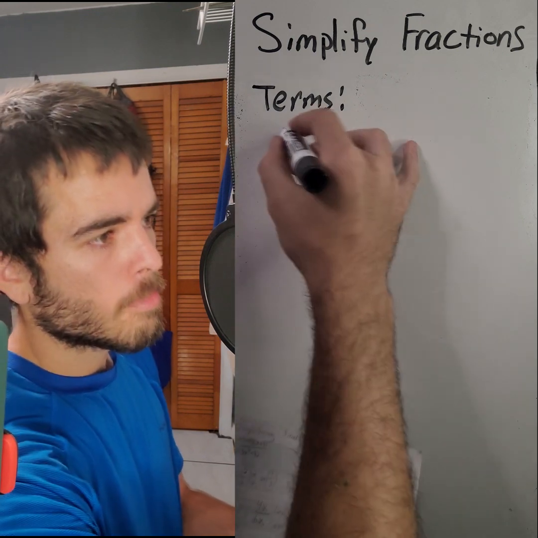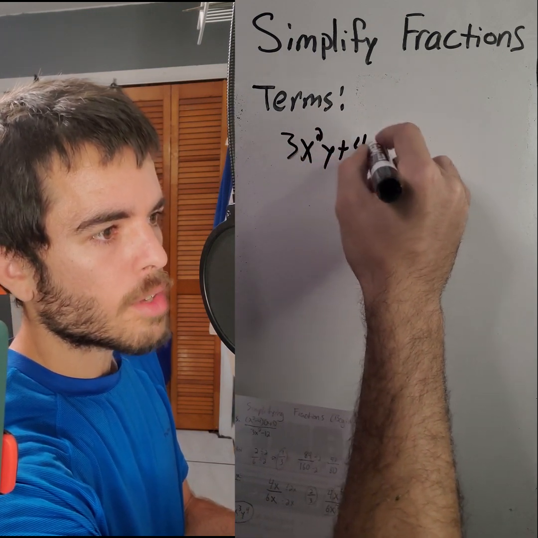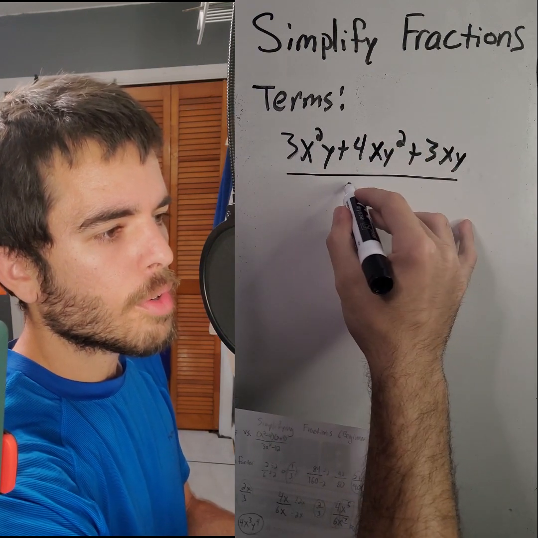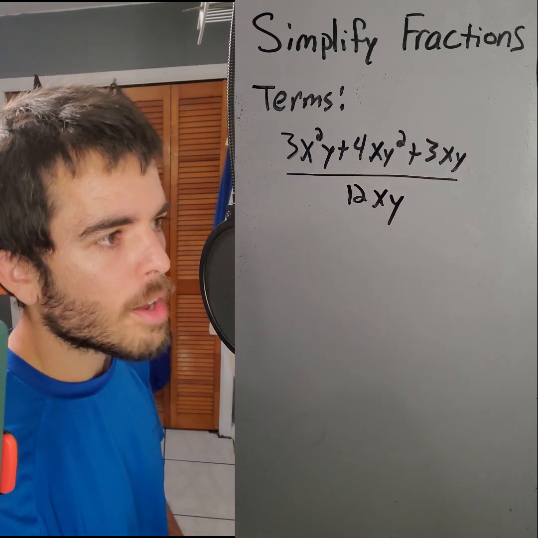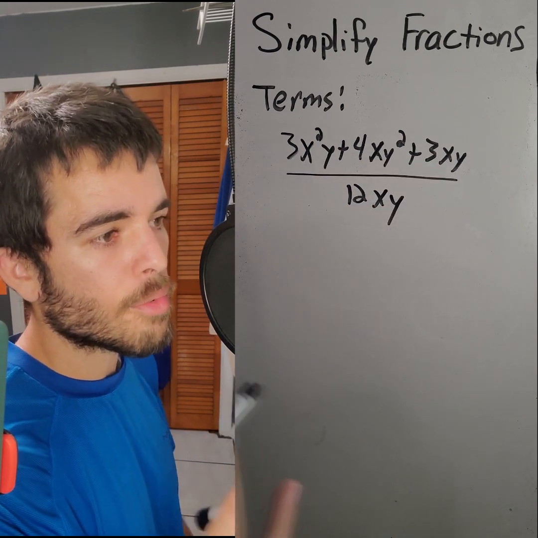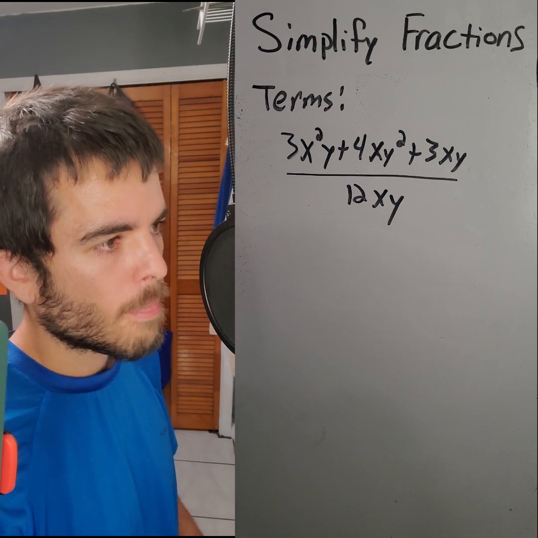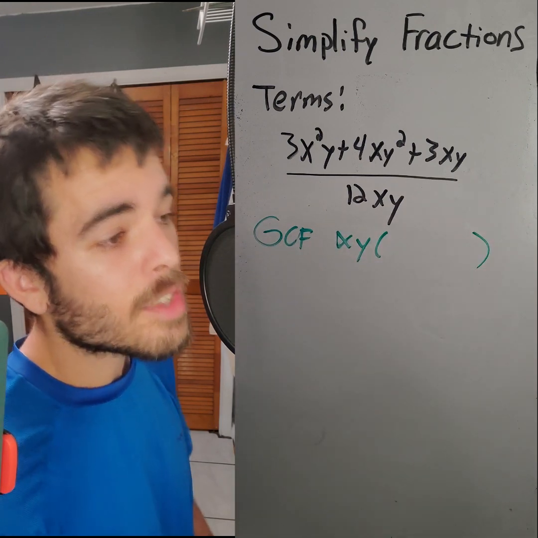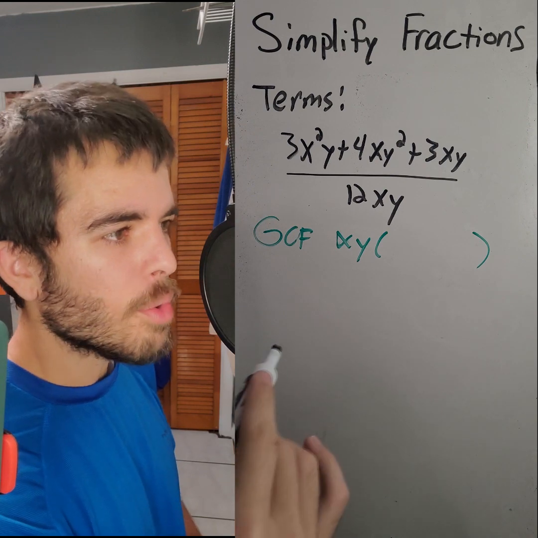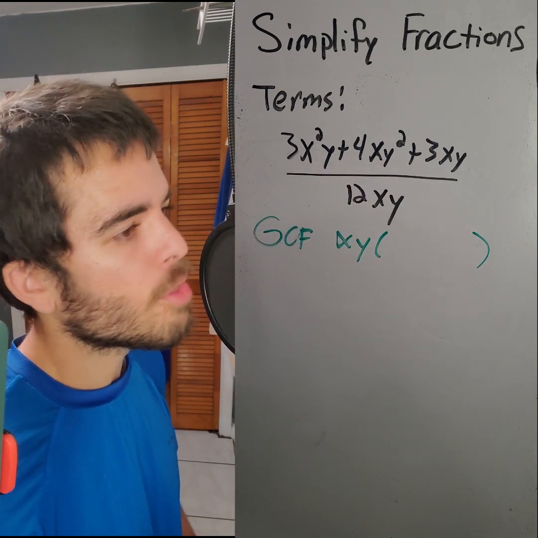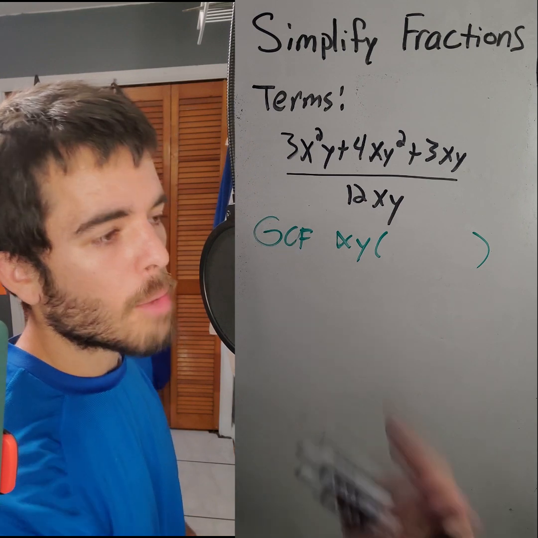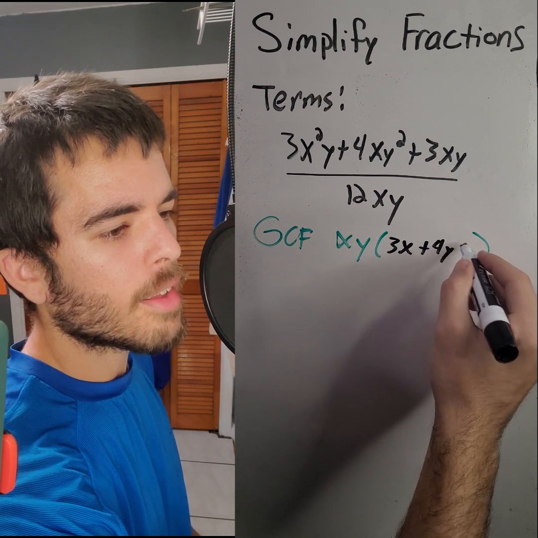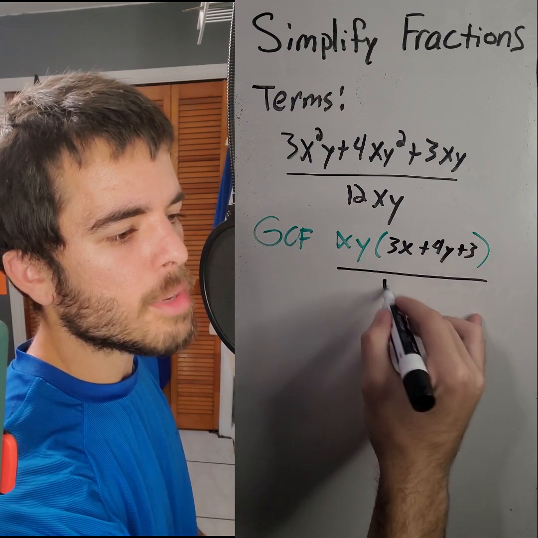Let's do 3x squared y plus 4xy squared plus 3xy all over 12xy. Take a moment on your own and try to find a GCF for that numerator. So the GCF is going to be xy. xy is the only value that goes into each of these three terms. Don't pull out a 3 and don't pull out a 4. What I'm left with is 3x plus 4y plus 3, and all that's going to be divided by 12xy.